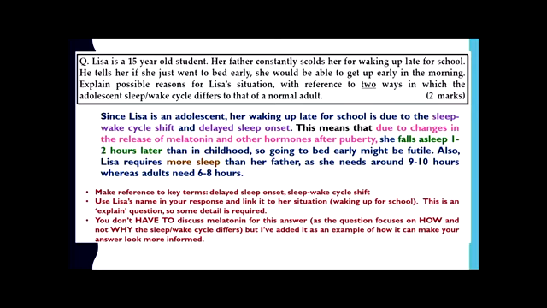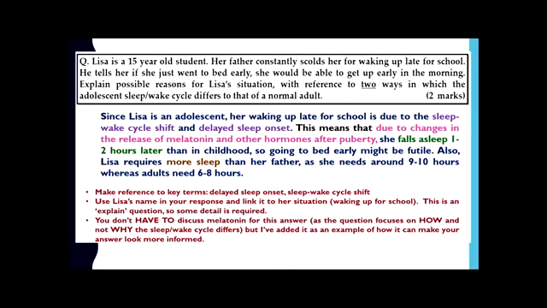So going to bed early might be futile, might be useless. Also, Lisa requires more sleep than her father because she needs around 9 to 10 hours sleep, whereas adults generally need around 6 to 8 hours. So those are the 2 ways, first talking about the amount of sleep needed, and then talking about the hormones. Those are the 2 ways in which the adolescent sleep-wake cycle differs from that of the normal adult.